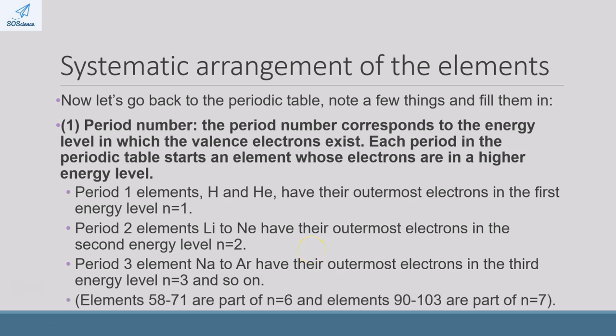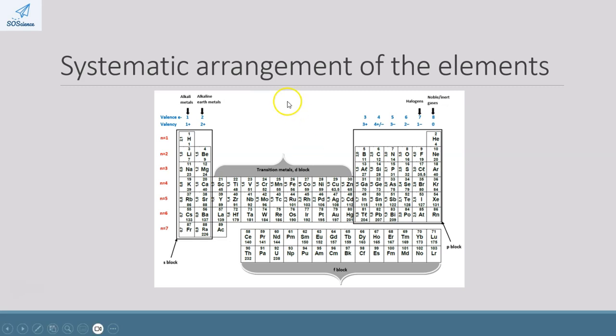And let's just keep in mind that the bottom two rows that make up the F block, elements 58 to 71, are part of period 6, so their outermost electrons are in the 6th energy level, and elements 90 to 103 are part of period 7, so their outermost electrons are in n equals 7. So what I'd like you to do is to go to your periodic table and label each period as n equals 1, n equals 2, n equals 3, all the way to n equals 7.